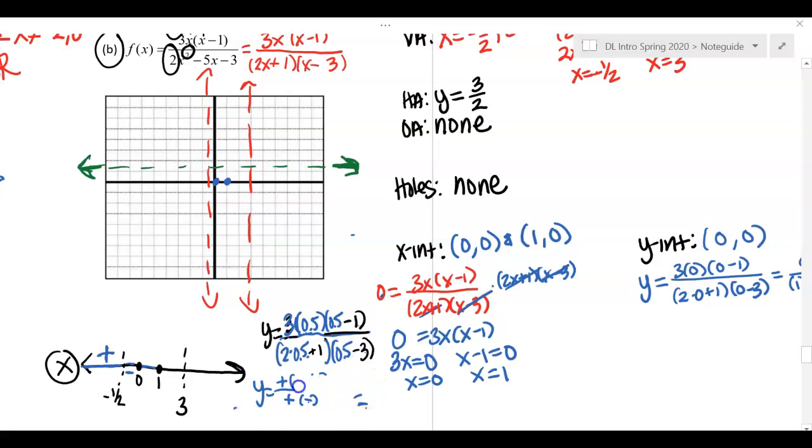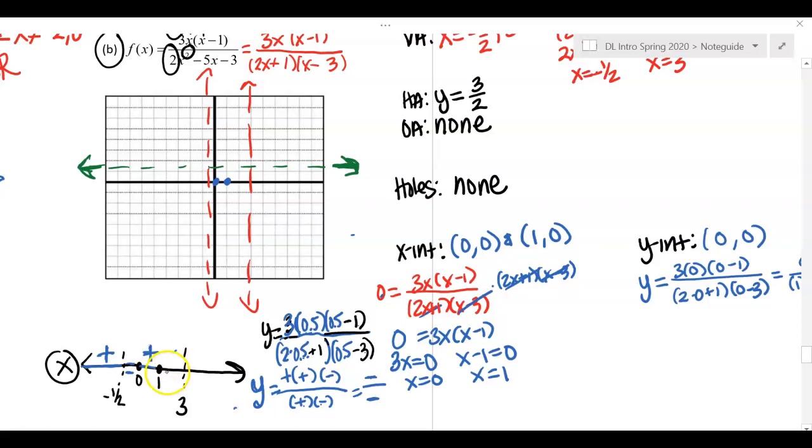All right, so let's see what happens if we're thinking about having 0.5 in there. 3 is positive, 0.5 is positive. 0.5 minus 1 is negative. 2 times 0.5 is 1 plus 1 is a positive, and 0.5 minus 3 is a negative. So in the numerator, a positive times a negative would be negative. A positive times a negative in the denominator would make a negative. And overall, a negative divided by a negative is positive. So this will be positive.